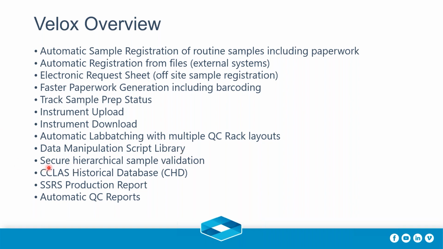Now, we also have this secure hierarchical sample validation. So what that means is you may have an analyst that goes ahead and does the analysis and then can check their samples. That will then go up to the next level. It might be a chemist or a QC person that checks the QC of the samples. And then from there, it might go to another level where it'll be reporting.